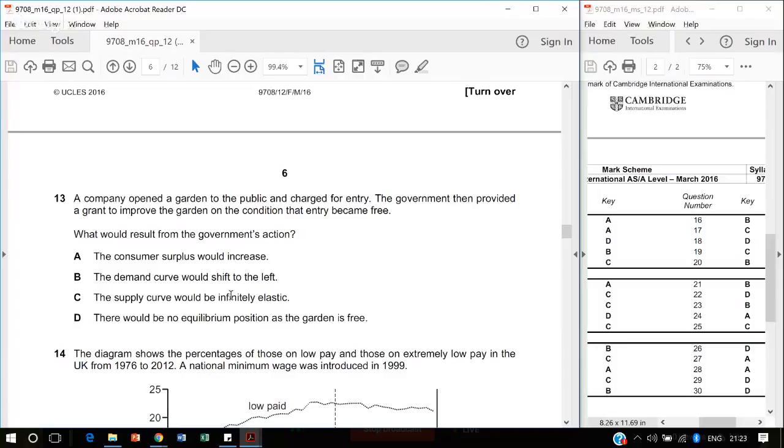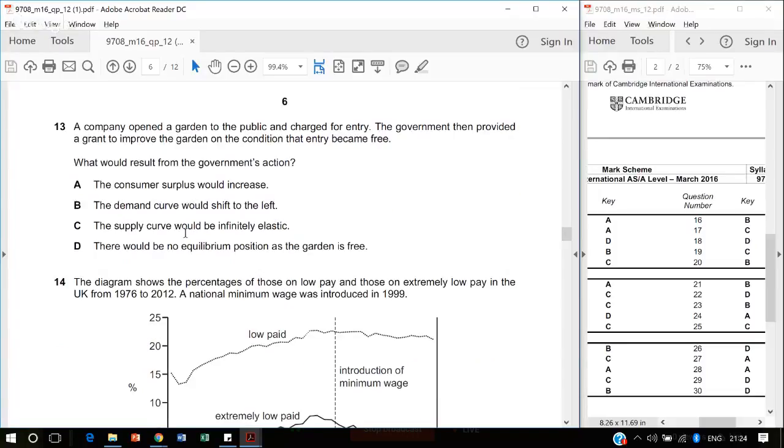The supply curve would be infinitely elastic. Infinitely elastic would mean a flat supply curve, which means that they can supply any quantity at any fixed price. That's not the case. They can't accommodate infinite numbers of people, and there is no fixed price. The fixed price is zero. There would be no equilibrium positions. The garden is free. That's not true either. You can still draw your demand and supply diagrams, even if the price is zero.